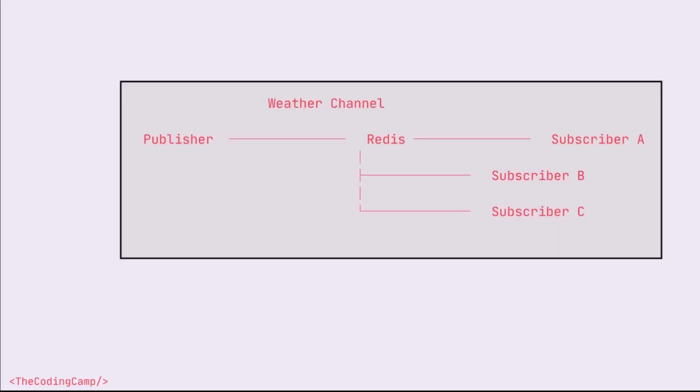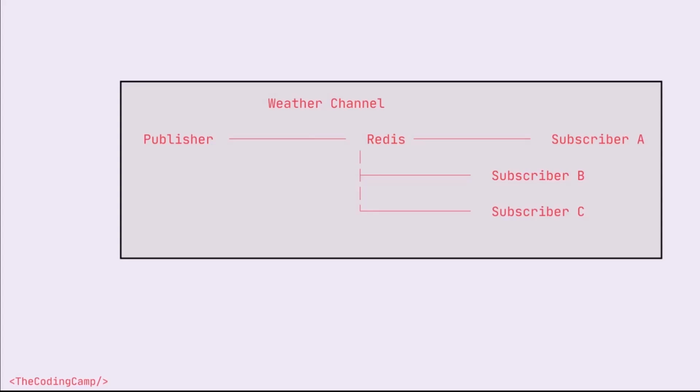Pub/sub stands for publish, subscribe. Instead of applications talking directly to each other, they communicate through channels. There are two main roles. A publisher sends messages. A subscriber listens for messages. Visually, it looks like this. The publisher doesn't know who is listening. The subscribers don't know who sent the message. Redis simply delivers the message to everyone subscribed to that channel. This loose coupling makes applications easier to build and scale.